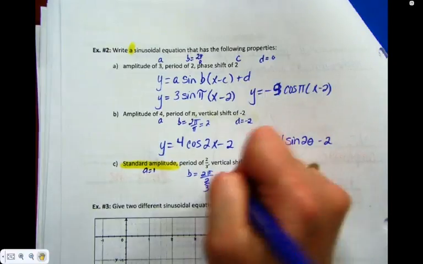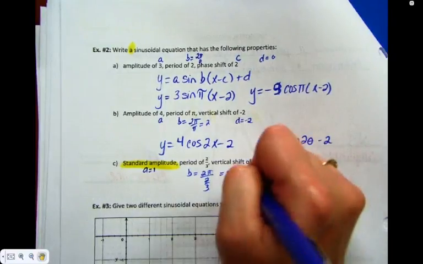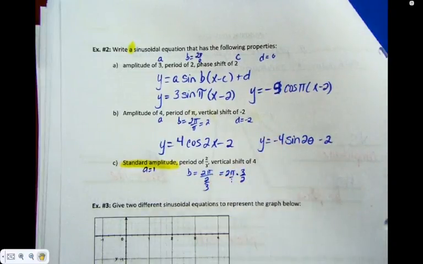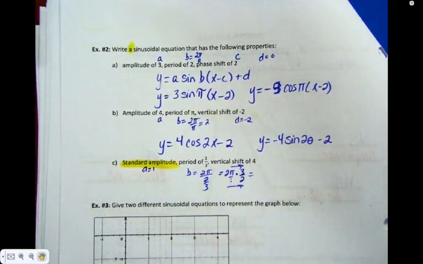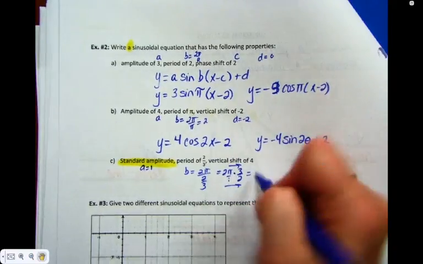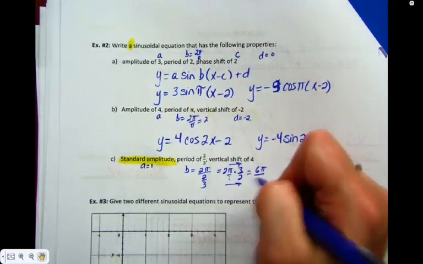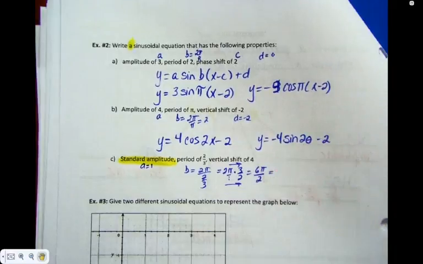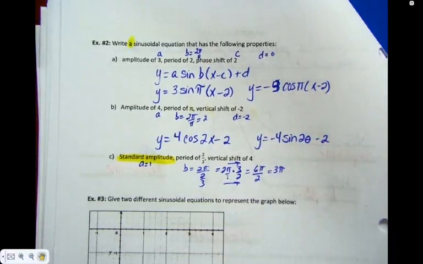So I need to do a little bit of math. So 2 pi times, what do I do with the 2/3? Flip it, 3 over 2. To multiply fractions, it's just top times top, bottom times bottom. So 2 pi times 3, and on the bottom, 1 times 2. And then we just reduce. What's 6 divided by 2? So I have a 3 pi as my b value.